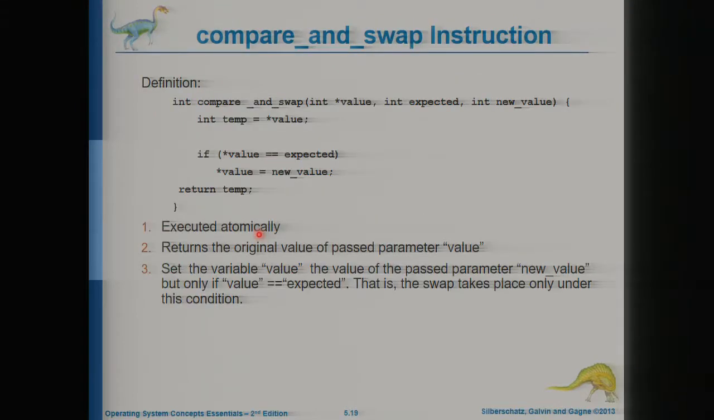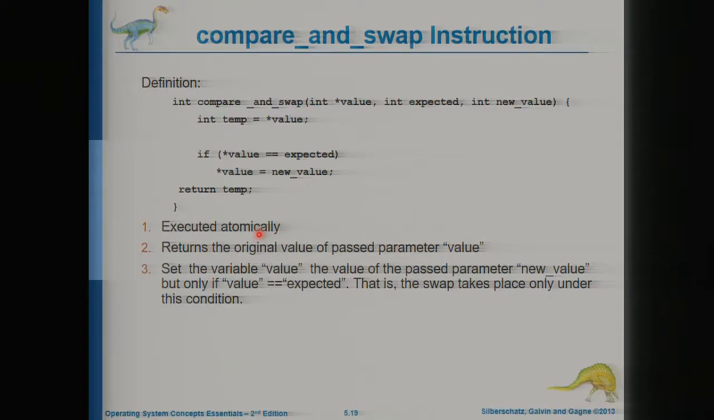Next one is on a similar line, we have the compare and swap instruction. So just note down this compare and swap instruction. In this, there are three parameters that it takes: value, expected, and new value. In this case, these are integer values.